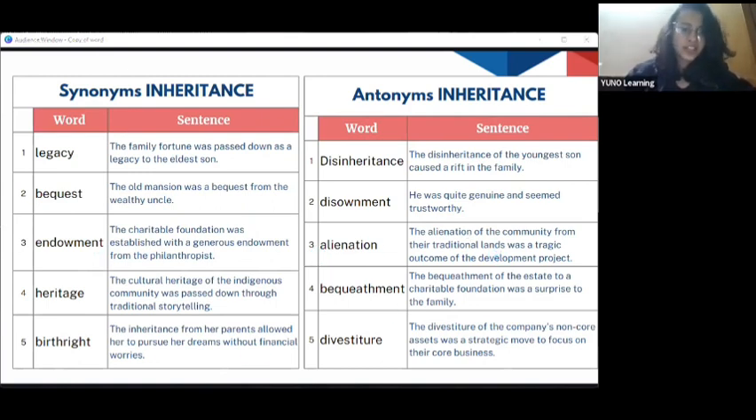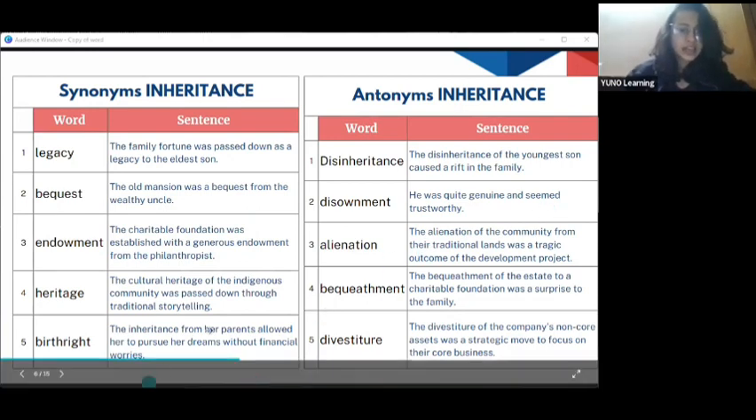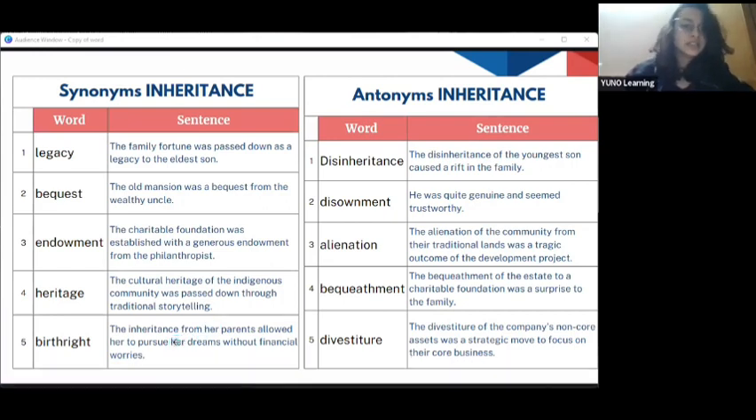Next we have heritage. The cultural heritage of the indigenous community was passed down through traditional storytelling. Birthright. The inheritance from her parents allowed her to pursue her dreams without financial worries. Okay, the sentence here is faulty. So when we are using birthright, you can say that the house or let's say some of the property was passed down to her as her birthright.